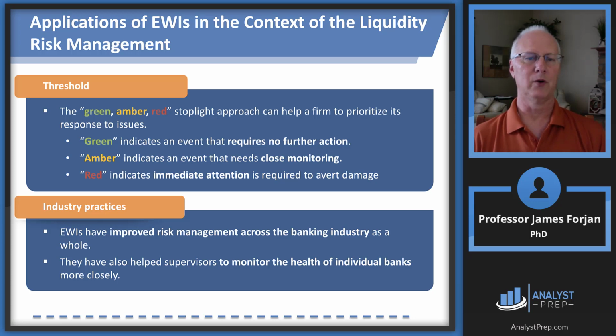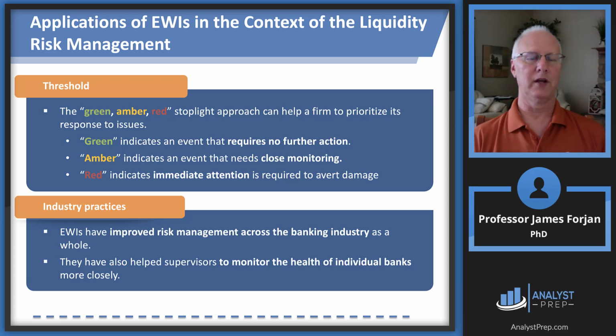How about thresholds? Give the Fed and these governing bodies credit before the 2020 COVID scenario where we had economies in red and yellow and green. The industry was on top of this a long time before COVID. So green, an event requires no further action. Amber needs close monitoring. Red means, hey, let's stop and we need to figure this out.